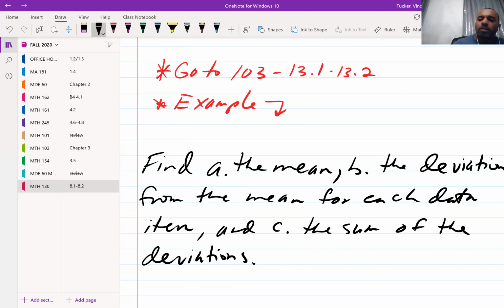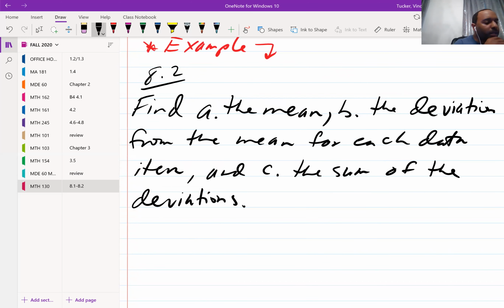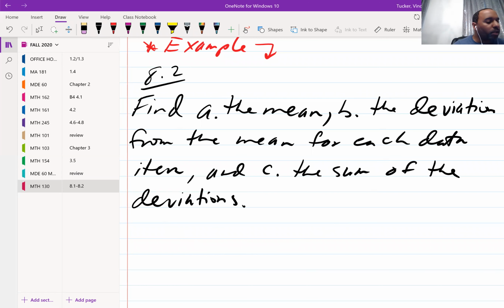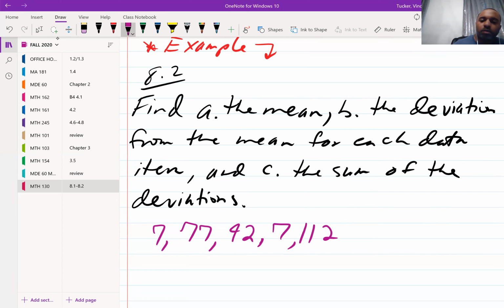All right, so they tell us, like I said, this is coming out of 8.2, one of the homework problems. It says find the mean, find the deviation from the mean for each data item, and the sum of the deviations. This process that they're walking you through actually is the process to calculate the standard deviation. But like I said, you don't necessarily have to hold true to that. But this is something that they're asking you to do. So we have the data set of 7, 77, 42, 7, and 112.